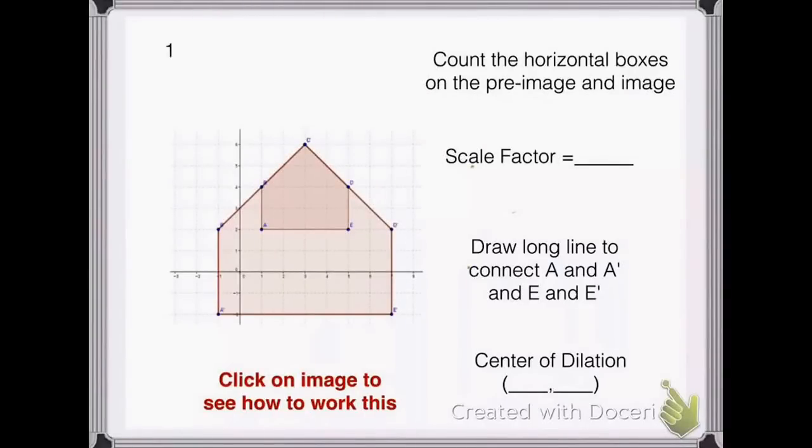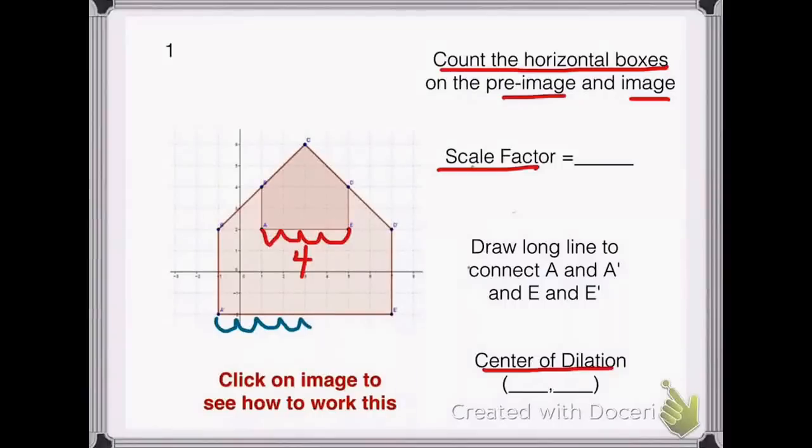Okay, the first question wants us to find the scale factor and the center of dilation. So to find the scale factor, it tells me to count the horizontal boxes on the pre-image and the image. Now remember, the pre-image is the shape without the little tick marks. So I can do 1, 2, 3, 4, 4 units long. And to find the scale factor, the length of the other horizontal, the corresponding side: 1, 2, 3, 4, 5, 6, 7, 8.